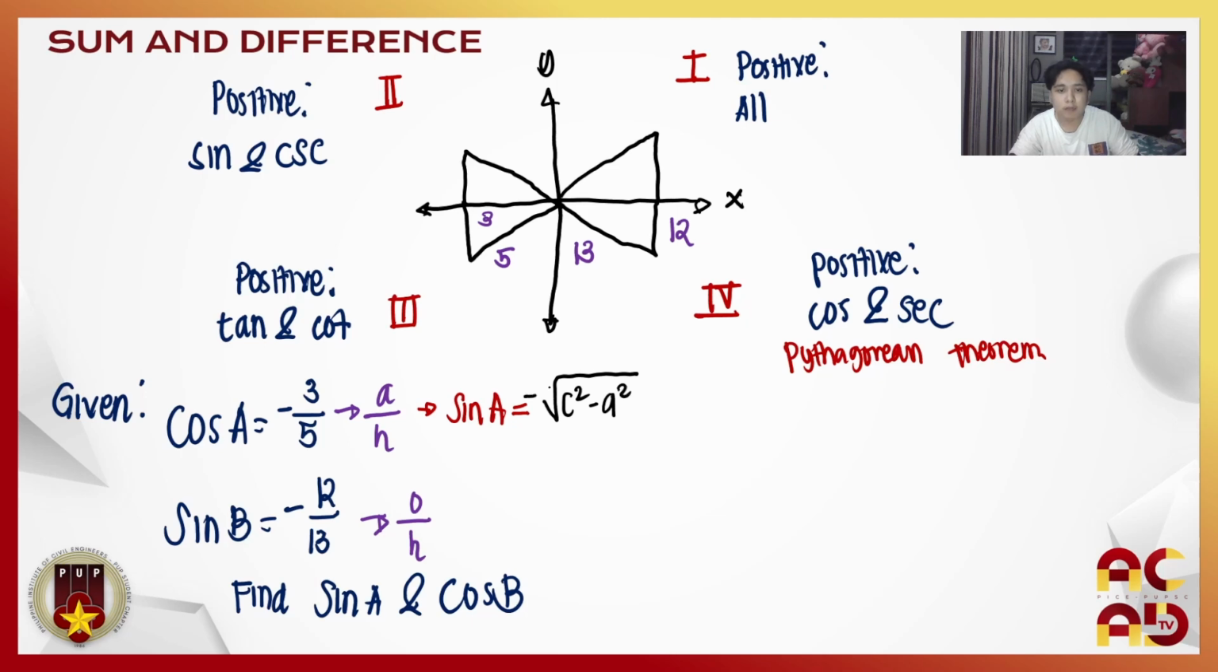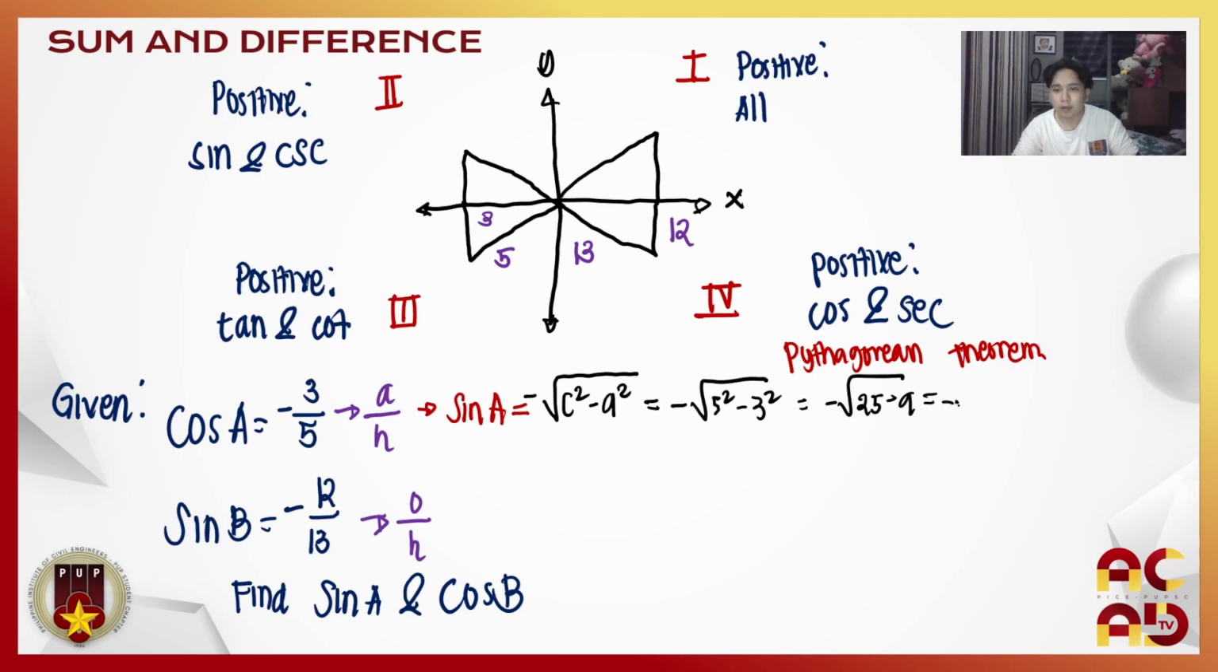Then dito may negative. Since dito sa A natin, sa quadrant 3, ang mga positive lang is tangent and cotangent. Since wala dito yung sine, so negative siya. And then plug in na natin. So, negative square root of yung c natin, which is yung 5, so 5 squared, minus yung a natin is 3, so 3 squared. And simplify lang natin. So negative square root of 5 squared is 25, then 3 squared is 9.